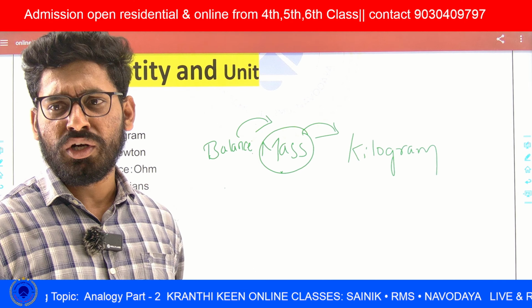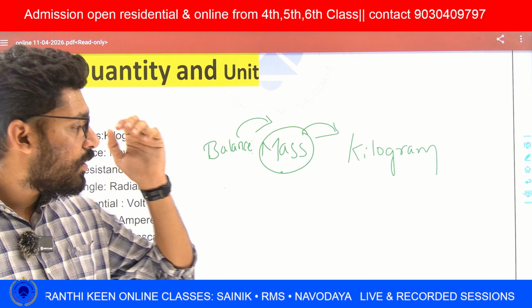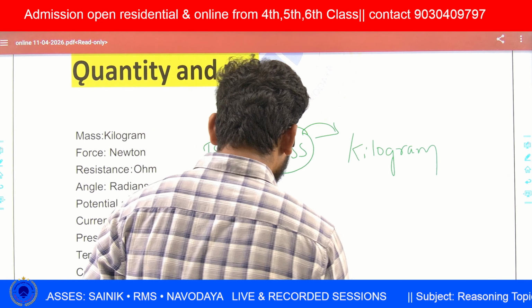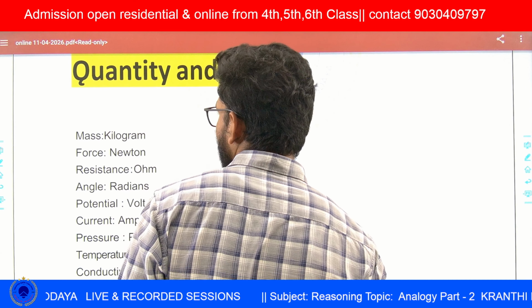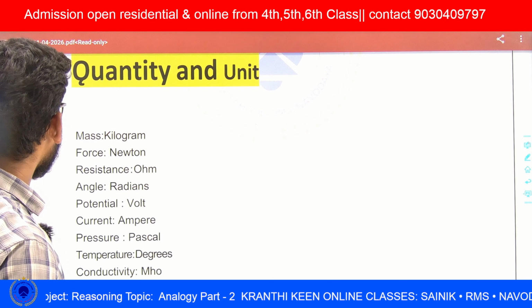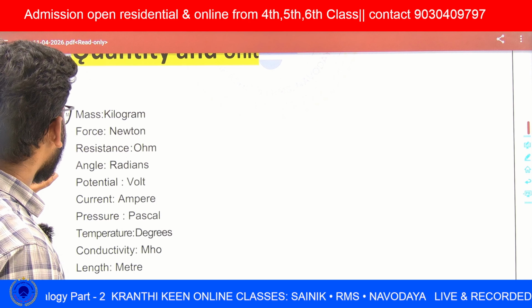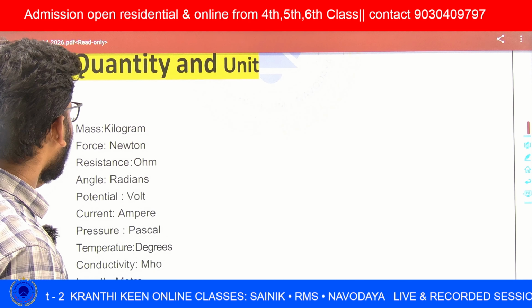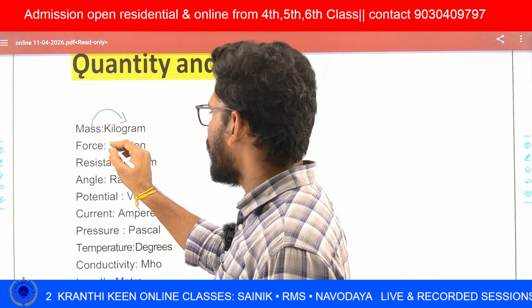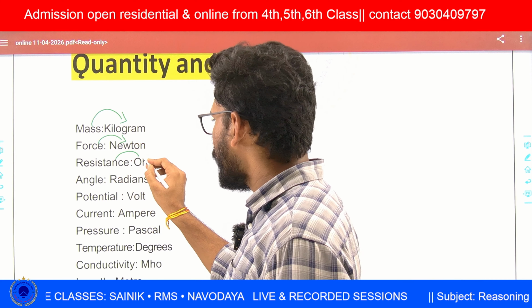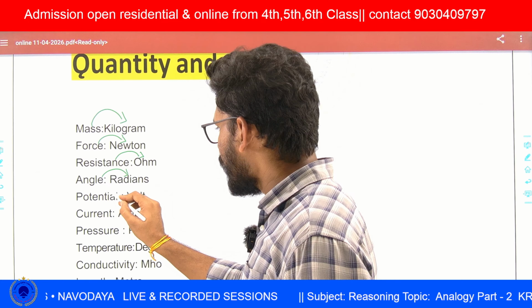So now I hope you understand instrument, quantity, and unit. These are three different things, so you don't need to get confused when you learn this type of question. Quantity and unit we are going to learn now. The first word shows the quantity and the second word shows the unit. So this is the relation between quantity and unit. Mass is measured with a balance, but the unit of mass is kilogram. Force is measured in Newton. Resistance, ohm. Angle, radians. Potential, volt.